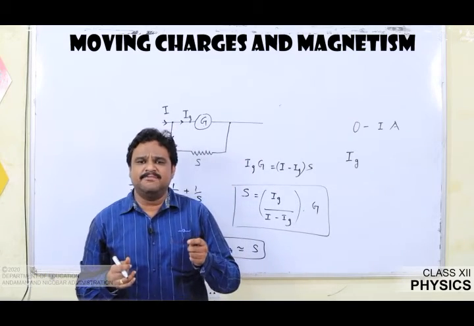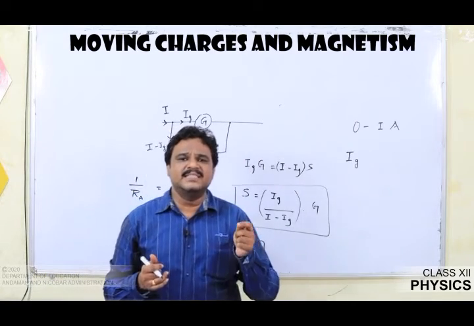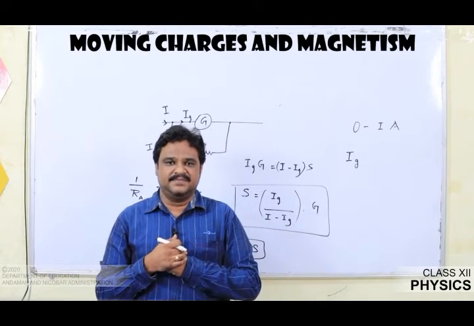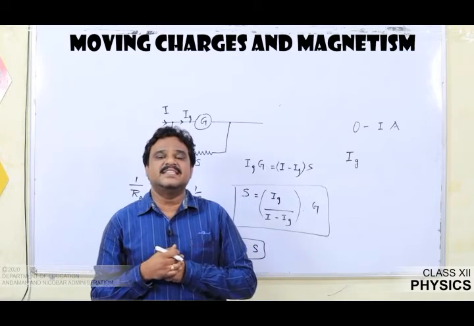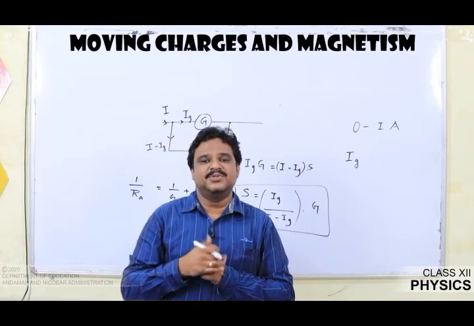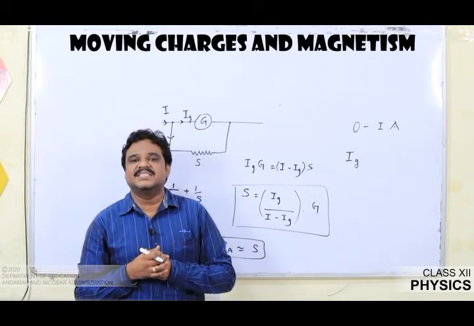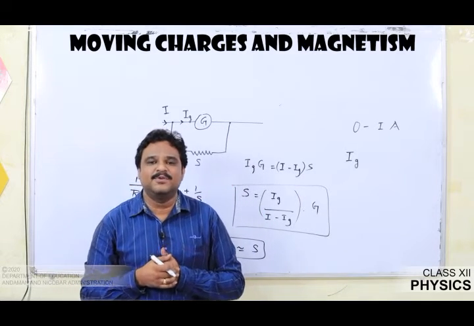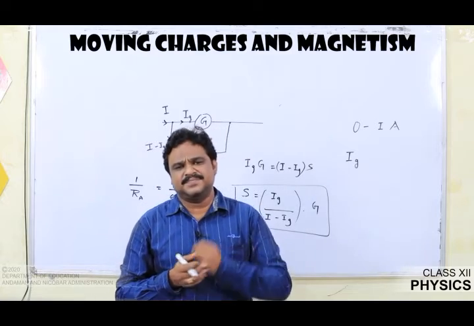If a question is asked, what about the resistance of an ideal ammeter? You should say it is 0. An ideal ammeter possesses 0 resistance.